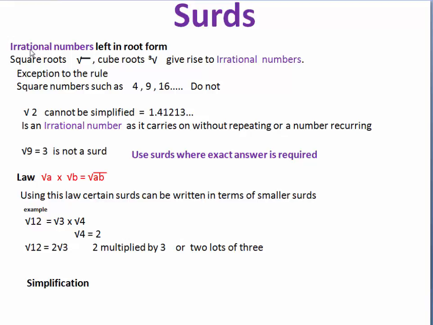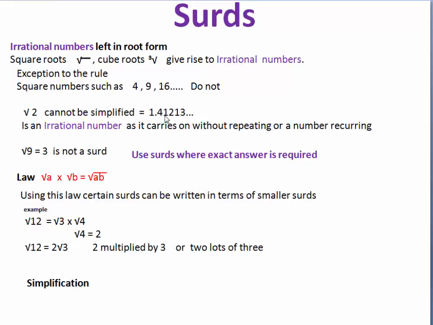Now surds are irrational numbers left in root form. Square roots and cube roots give rise to the surds or irrational numbers. The exception to the rule is square numbers. So if we have the square root of 4, that's a whole number. Square root of 9, that's a whole number. And that's not a surd. It's not an irrational number. An irrational number is a number that, say, square root of 2 is an irrational number.